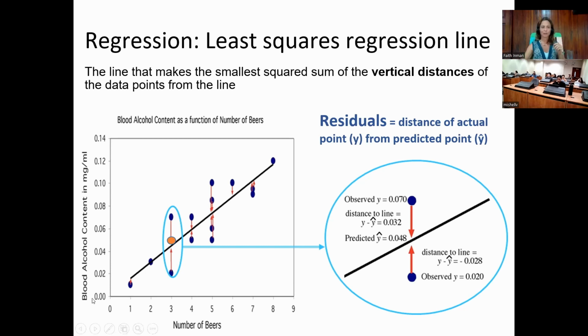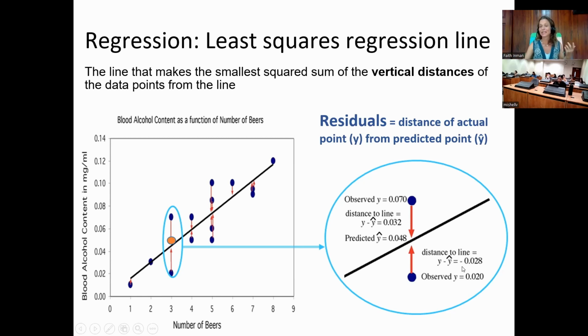And here, let me explain a little bit more. So here's number of beers on the x-axis, blood alcohol content on the y-axis. And here you can see every point, unless it lies right on the line, there's a distance of that point from the line, a vertical distance of that point from the line. These are the y distances. That y distance, that red arrow, is the difference between the observed value and the predicted value. So that distance to line is the difference between your actual y and your y hat, or your predicted y.